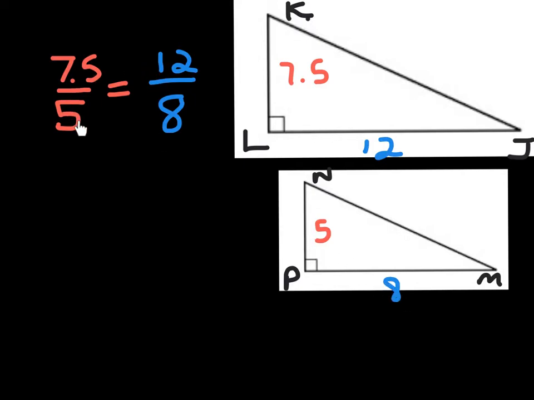So here's my proportion. What I need to do is reduce these to see if they are equal. So I'm going to start with 12 over 8. I'm going to reduce that as much as I can. 12 over 8, I can divide both of those by 4, and I will end up with 3 over 2.